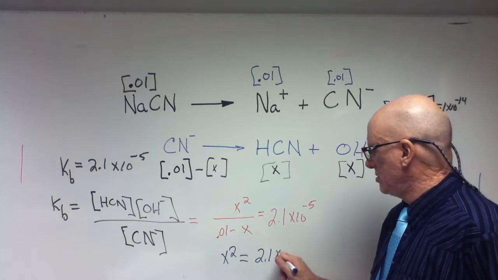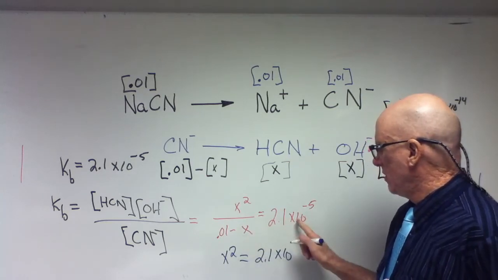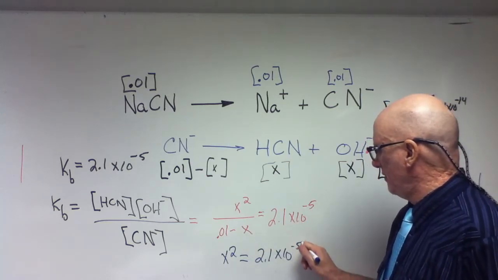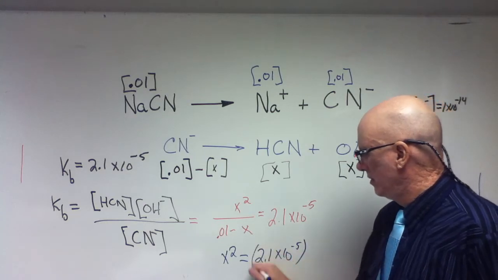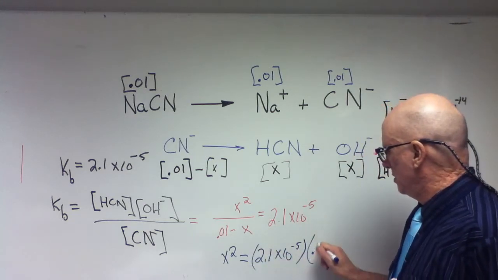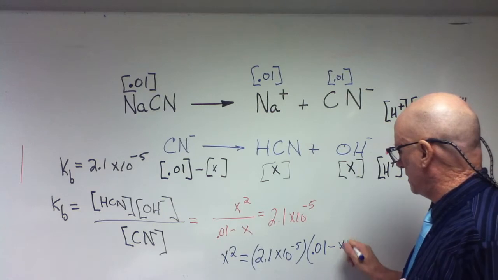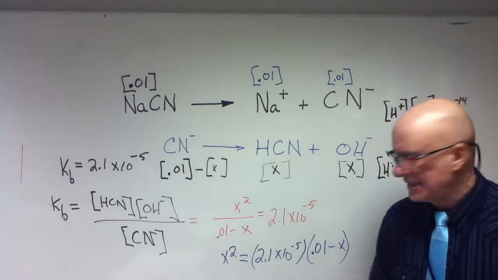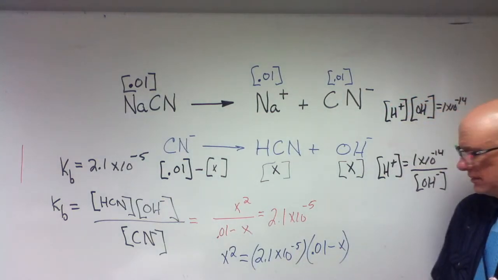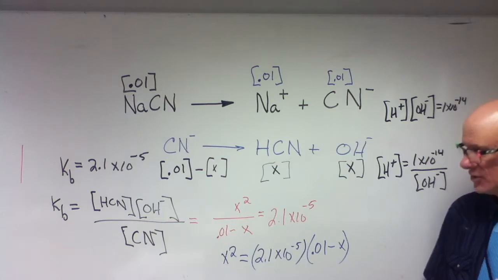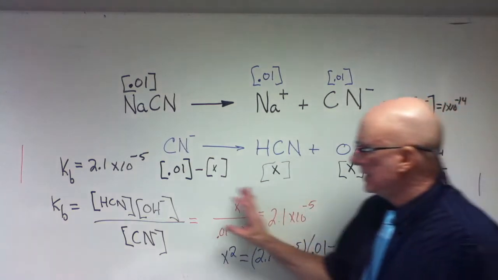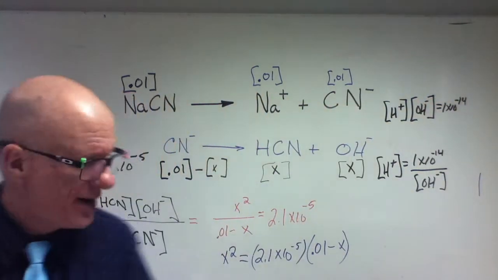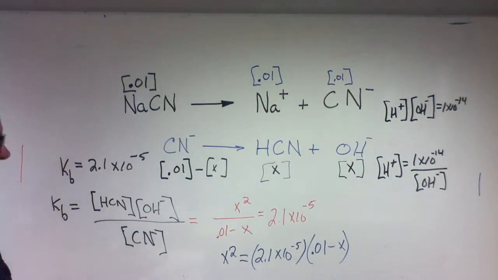Okay, times 10 to the minus 5 times 0.01 minus x. Do you understand that that's correct? Yes or no? Okay, can I erase this? Is that all right? I just need room to work.